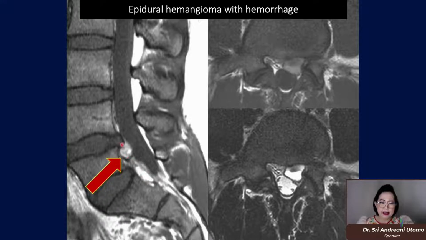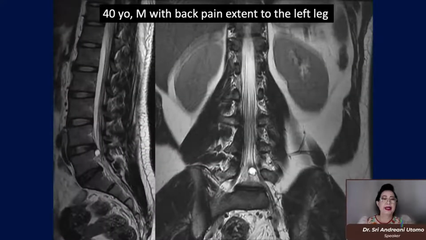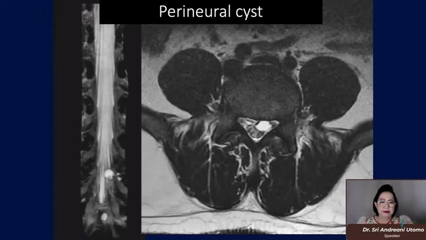And then this one, this is a blood content. So this is an epidural hemangioma with hemorrhage that we can see there is a fluid level in this cystic lesion. So this is not a synovial cyst. Okay, and now what we see, this 40-year-old male with back pain that extends to the left leg. So what we see here, this is not blood content, but this is a perineural cyst. Okay, so this is a perineural cyst, and we don't see epidural hemangioma like the previous picture.